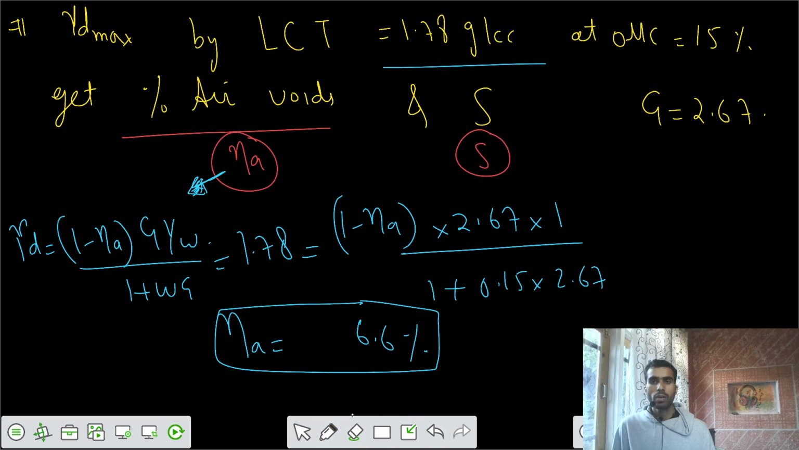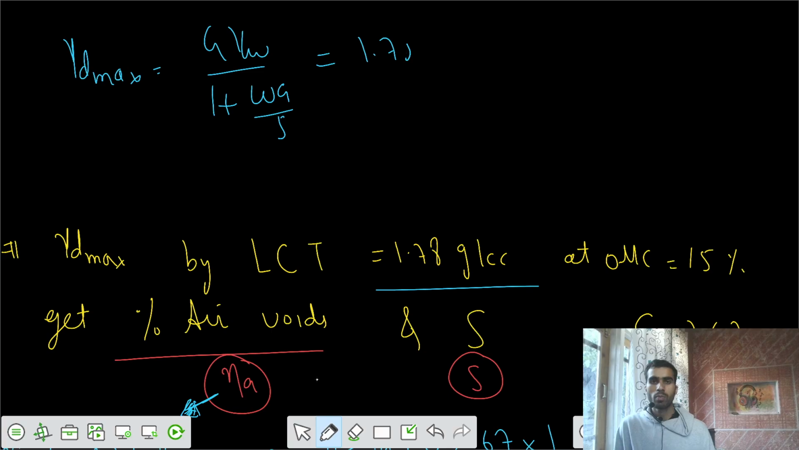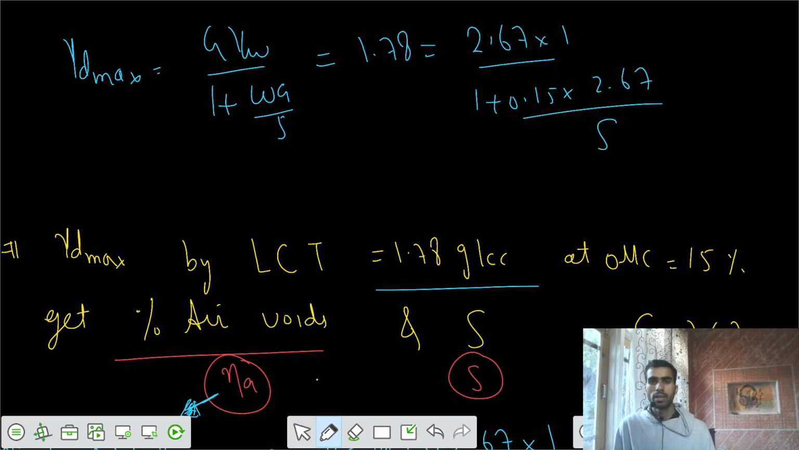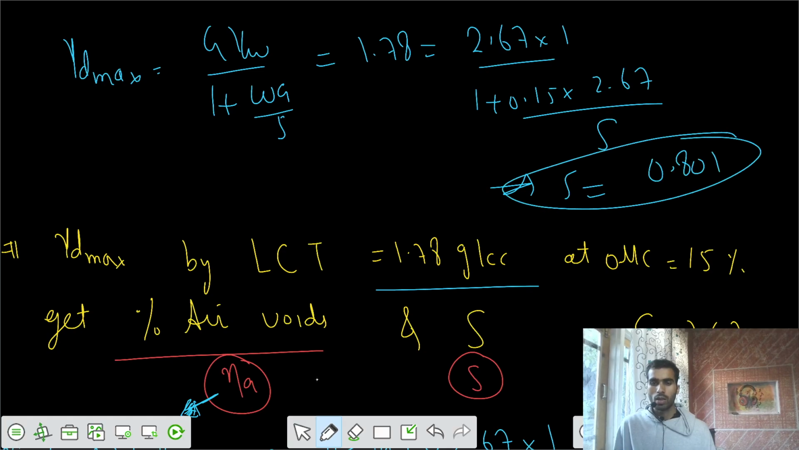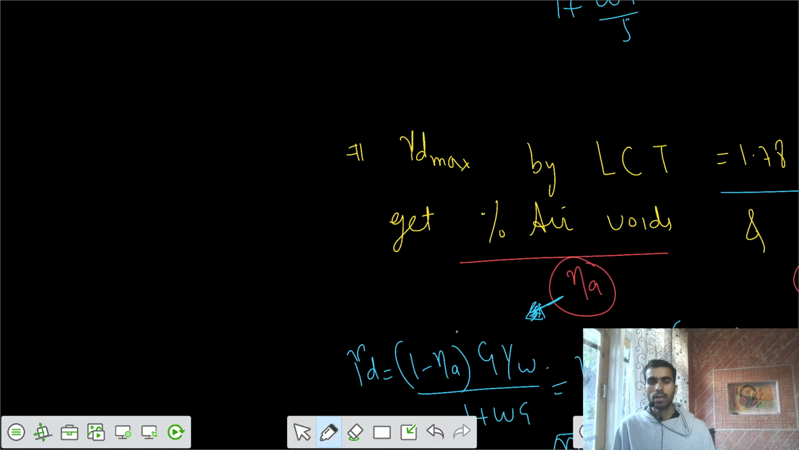For the calculation of degree of saturation, we have one more equation relating gamma D max with the degree of saturation: G gamma W by 1 plus WG by S. So let's substitute the value of gamma D max as 1.78. 2.67 into 1 divided by 1 plus 0.15 times 2.67 divided by S. We get the value of S equal to 0.801. If I want to get the third part also, we can get gamma D max theoretical.